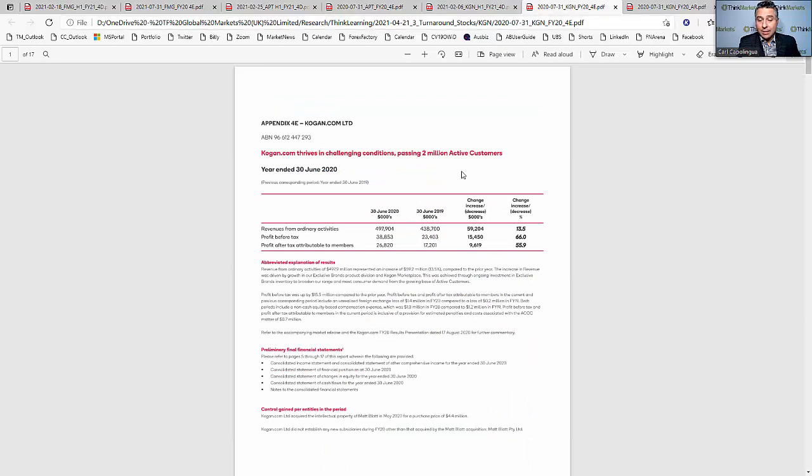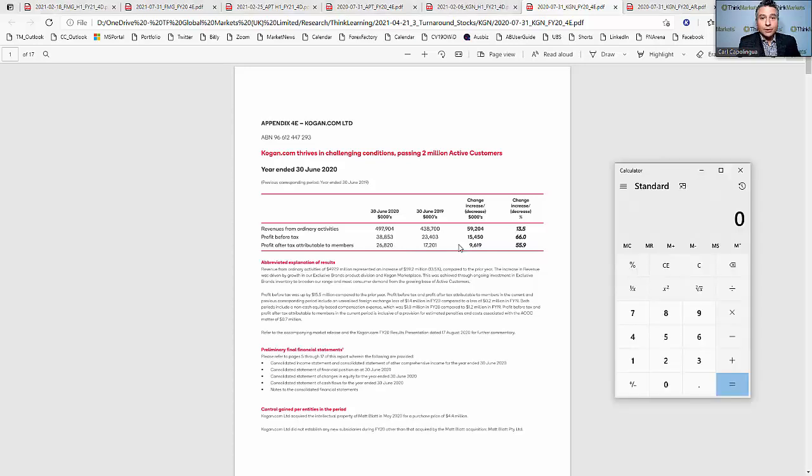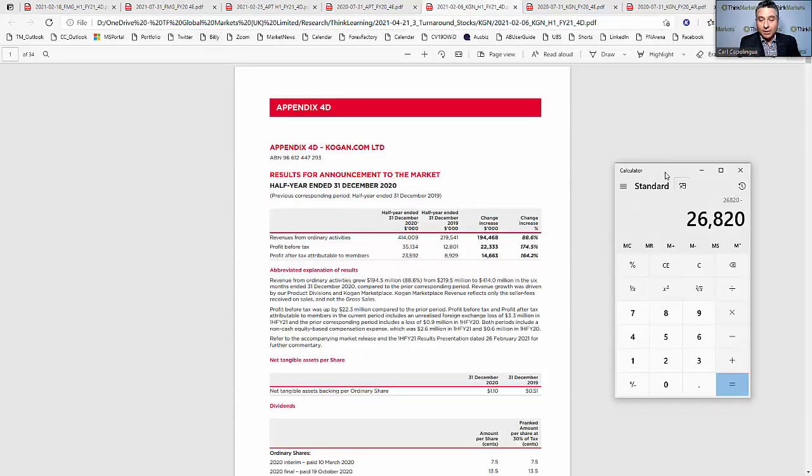Let's head to the full year numbers for that, and we can see that the full year profit was 26.82. So out comes the trusty pocket calculator, and from that we're going to subtract the previous half number of 8.929, and that tells us that for the second half of FY20, Kogan earned a net profit of $17.89 million, and the current result of 23.592 compares favourably to that. Let's find our growth rate by dividing by 23.592. We'll take the inverse of that and minus 1, and that tells us that our growth rate is 31.8%.